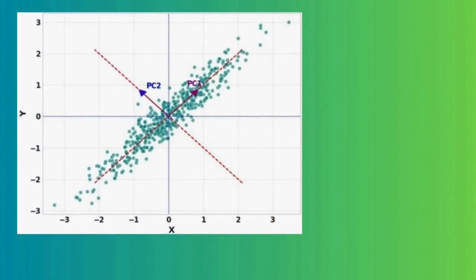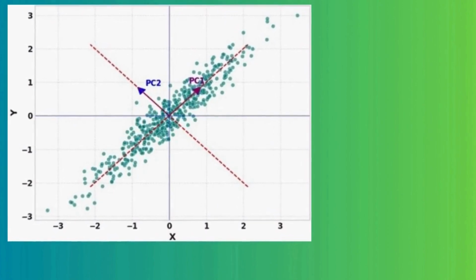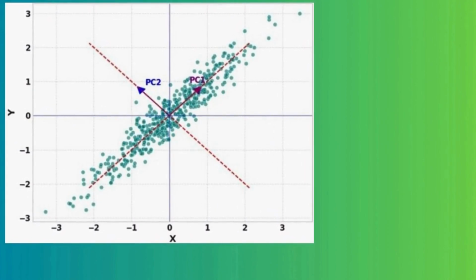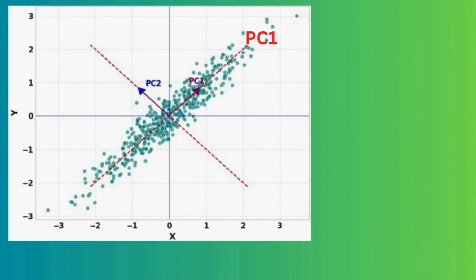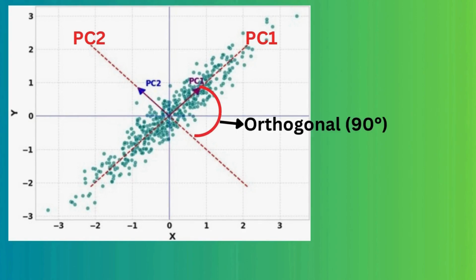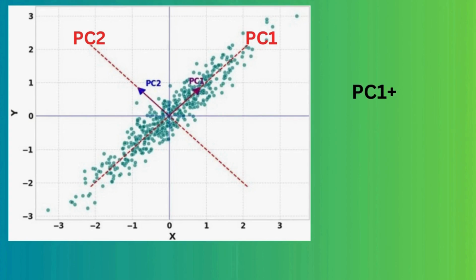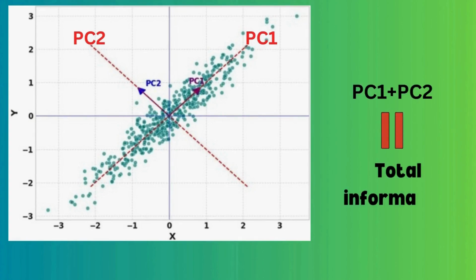Let's assume we have two features, that means two dimensions of the dataset, and we develop two principal components. You can see here two principal components. In the direction of principal component 1, most of the variance or information is stored compared to principal component 2. These principal components are orthogonal, that means they are uncorrelated to each other. And the sum of PCA 1 and PCA 2 is the total variance or information of the dataset.